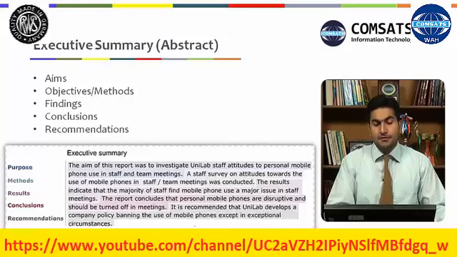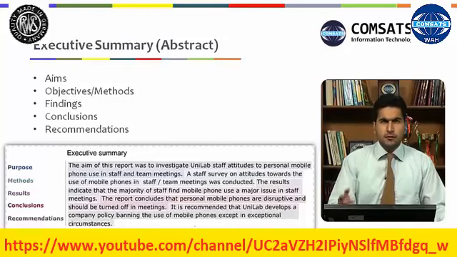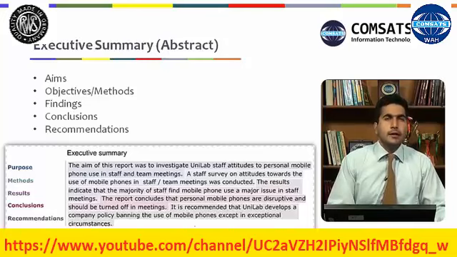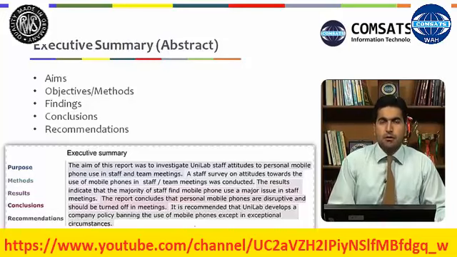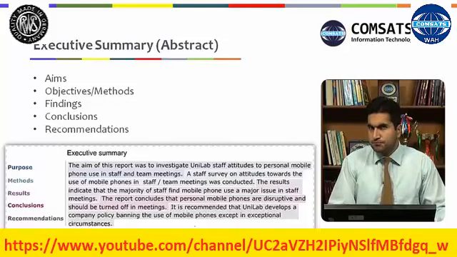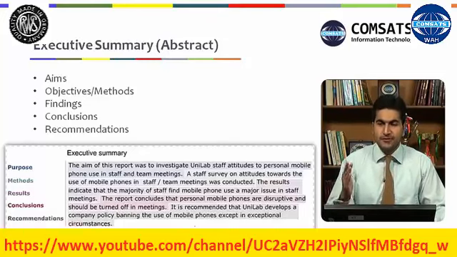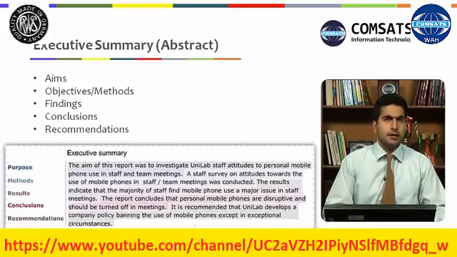If you look at the text which is highlighted in blue, the aim of this report was to investigate Unilab staff attitudes to personal mobile phone use in staff and team meetings. If you look at the very first few words at the beginning of this sentence, it clearly indicates that it's defining the purpose of the whole report. So whenever you have to begin your report's executive summary, that is how you structure it, to define your purpose: the aim of this report is this, this and so on. That will clearly indicate to your reader that this is the purpose.